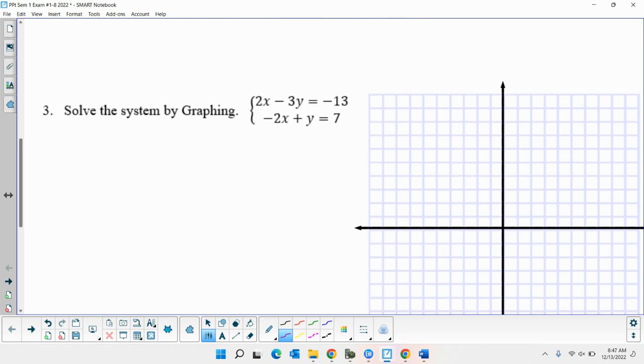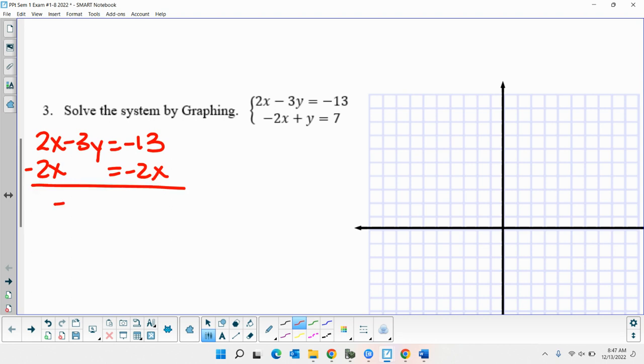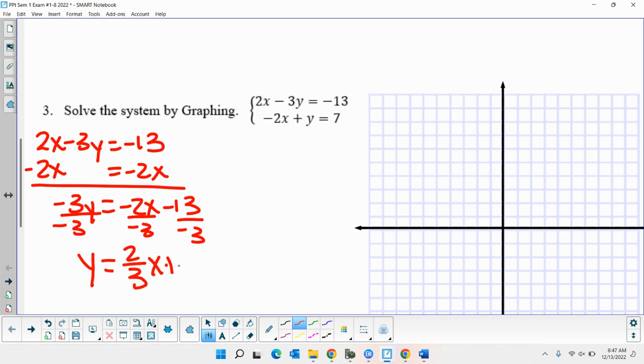All right. 2x minus 3y equals negative 13. I got to get y by itself. So I subtract 2x first. Get negative 3y equals negative 2x minus 13. And then I divide everything by negative 3. So I got y by itself. 2 negatives make it positive. Okay?